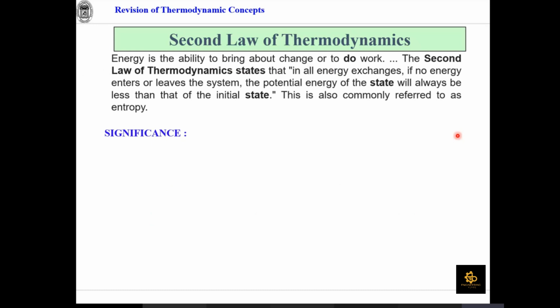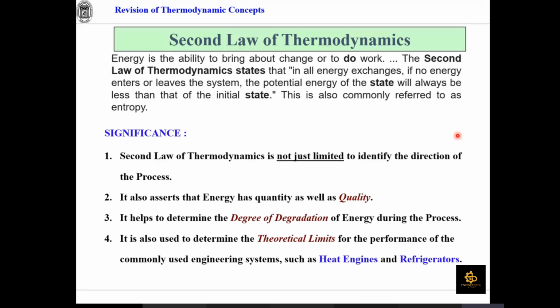Then there is the second law of thermodynamics. The second law says that energy is the ability to bring about change or to do work. It states that in all energy exchanges, if no energy enters or leaves the system, the potential energy of the final state will always be less than that of the initial state. This is also commonly referred to as entropy. What is the significance of the second law? It is not just limited to identifying the direction of a process, it also asserts that energy has quantity as well as quality. Systems like heat engines and refrigerators work on the second law of thermodynamics.